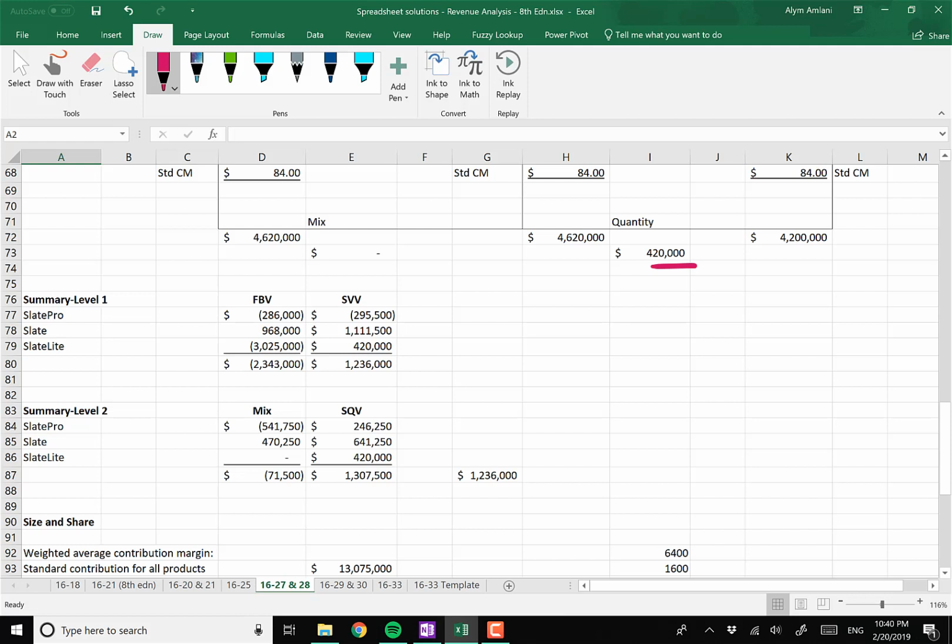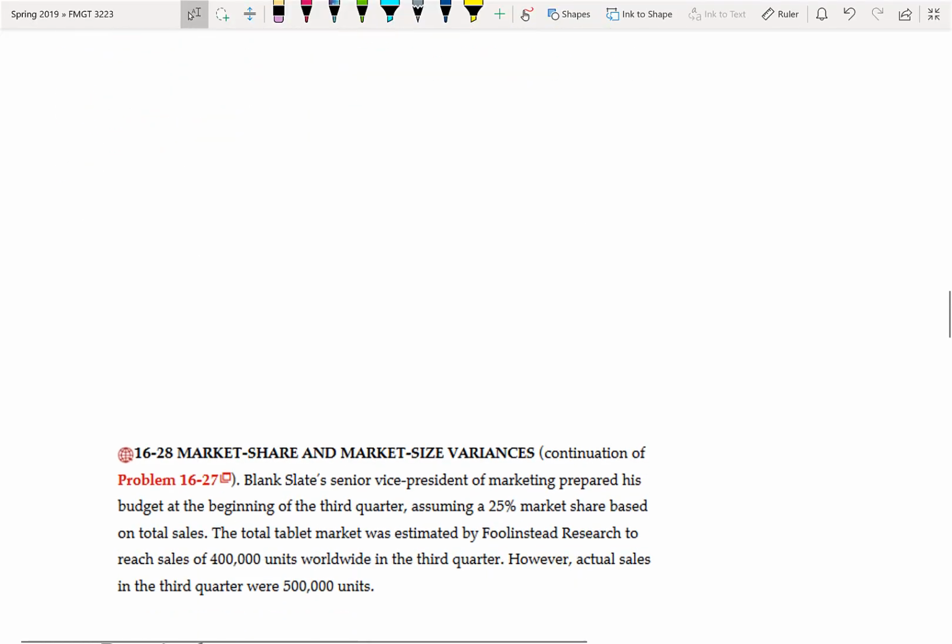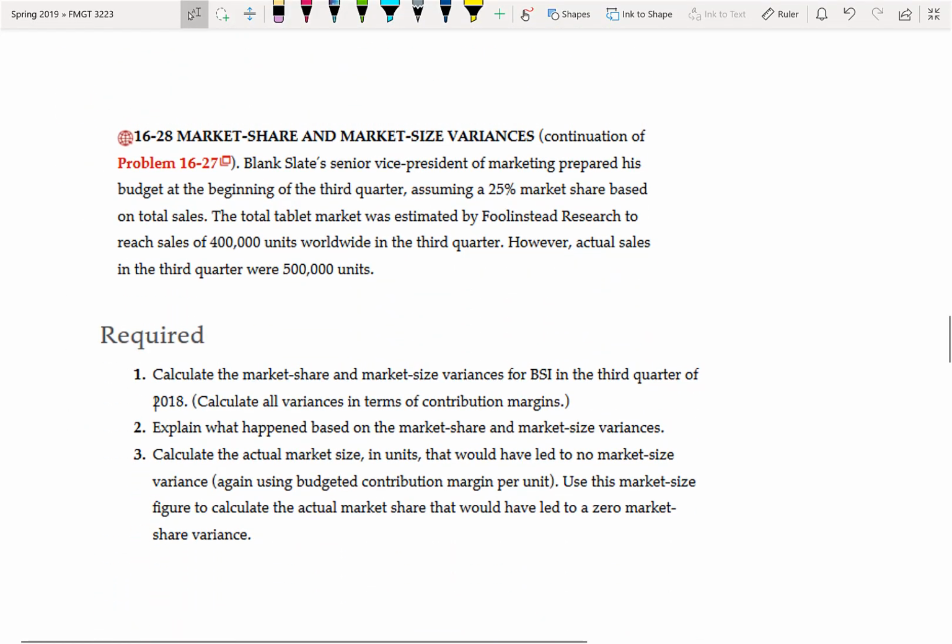Now, if we look at question number 28 in the book, what it's going to ask us to do is to then drill down even further to look at market size and market share. Let me see if I've got this question screen capped, and I do.